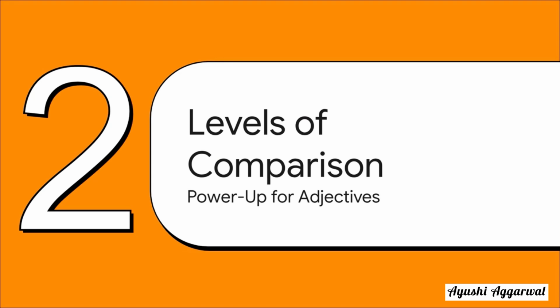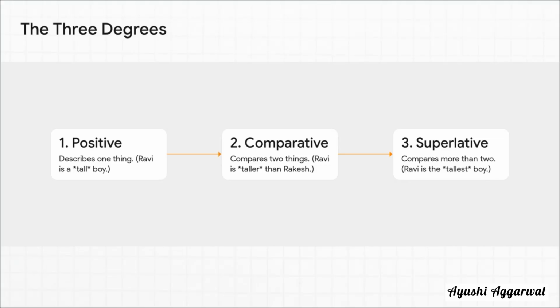Okay, now we're getting to the really fun part. How do we power up these adjectives to compare things? Let's check it out. Just think of it like 3 power levels. Level 1, the positive degree, is just a simple description. Level 2, the comparative degree, is when you're comparing 2 things. And then you've got level 3, the superlative degree. That's the highest level of them all for comparing more than 2. Tall, taller, tallest. Simple, right?